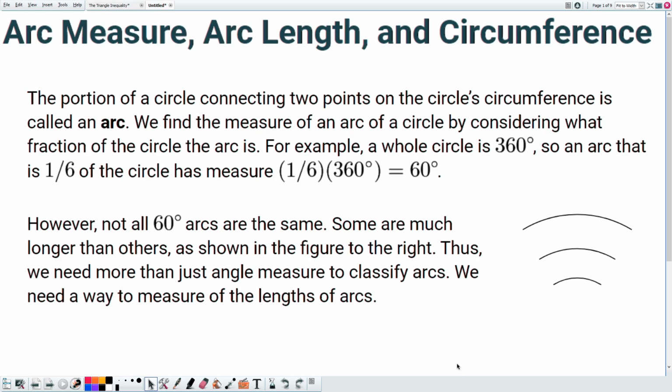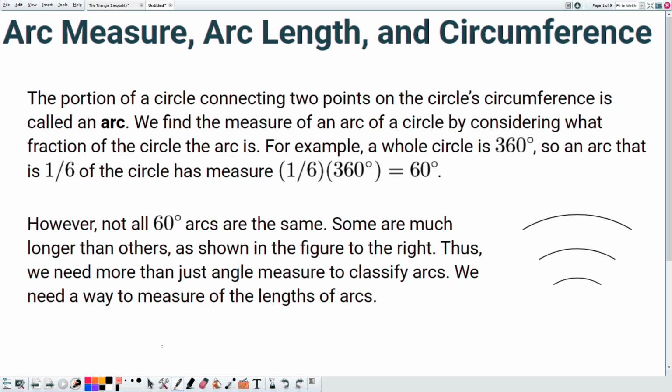Hello everyone. So today begins our unit on circles, and we're going to start with three concepts: arc measure, arc length, and circumference. The portion of a circle connecting 2 points on the circle's circumference is called an arc. We find a measure of an arc by considering what fraction of the circle the arc is. For example, a whole circle is 360 degrees, so an arc that is 1/6 of that would be 60 degrees.